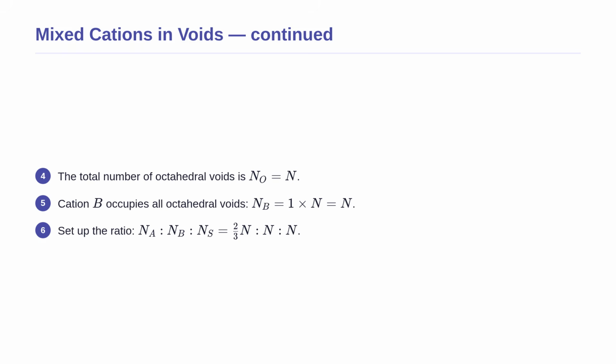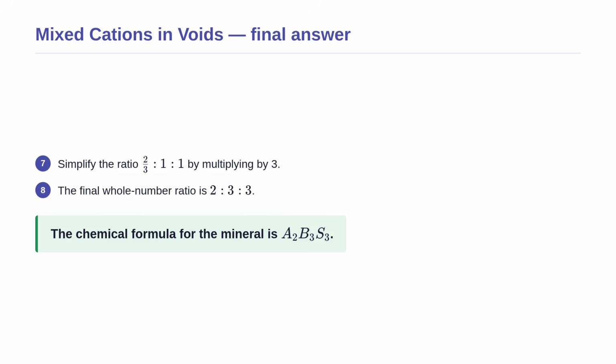to 1 to 1. To finish finding the simplest chemical formula, we need to remove the fraction from our raw ratio. We do this by multiplying every part of the ratio by the number 3. This gives us a final, clean whole number ratio of 2 to 3 to 3. Therefore, the chemical formula for this complex mineral is A2B3S3. This final answer shows exactly how the different atoms balance out to create a stable, neutral crystal structure.